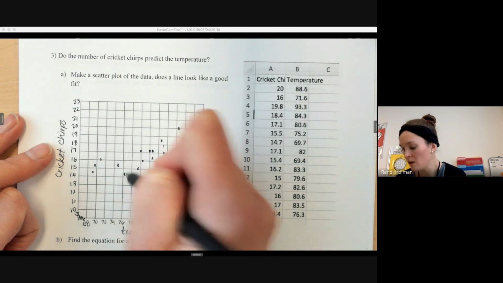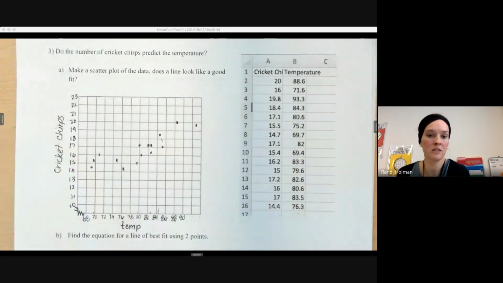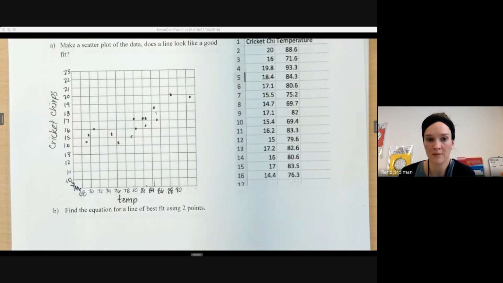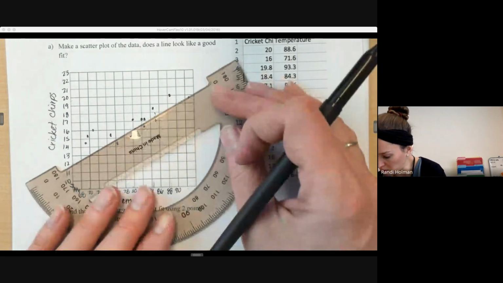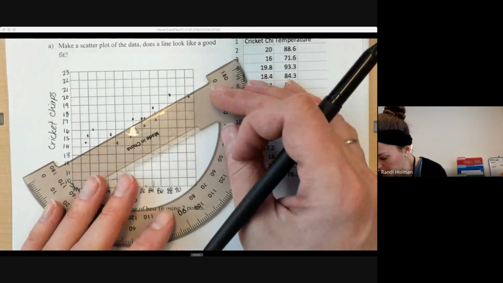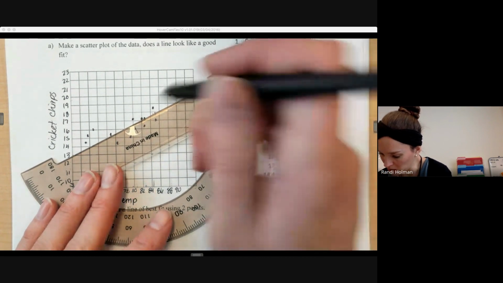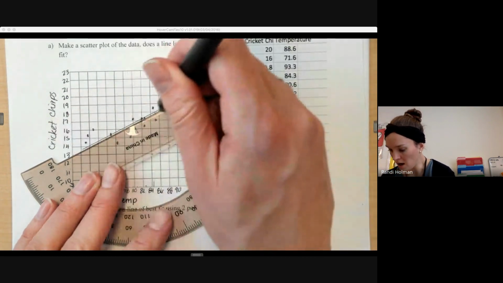Okay, so we have all of these points on our graph here. And we want to find the equation for the line of best fit using 2 points. So again, this is still going to be a trend line. We're just kind of eyeballing where we're at. But we're going to make the best line we can through the middle of our data here and see where it goes through a couple of our points. And then maybe we can use those 2 points to help us out.